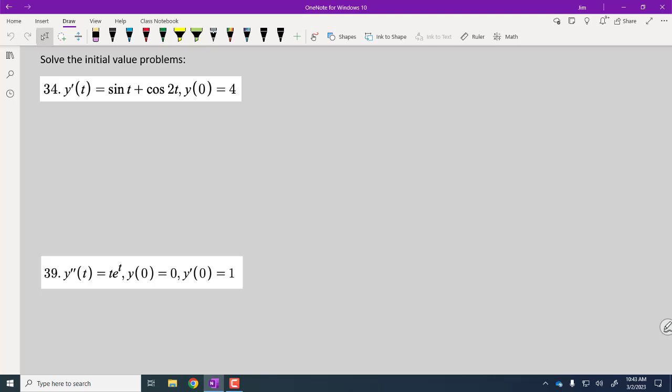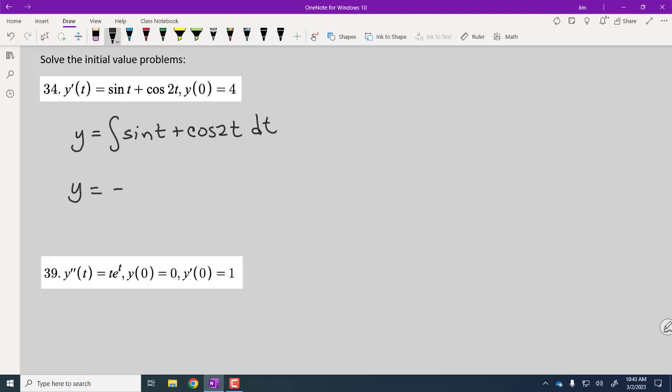If we integrate both sides, we'll go from y prime to y. So we're integrating both sides here. The integral of y prime is y. And the integral on the right, we have sine of t plus cosine of 2t times dt. We do exactly what you think we're going to do. We integrate term by term, and then we plug in that initial value and solve for C. So let's go ahead and do that.